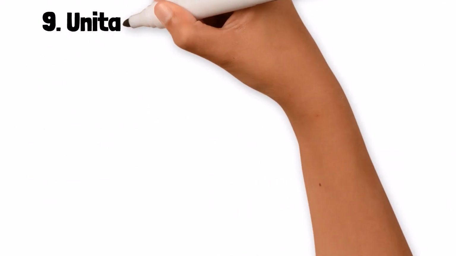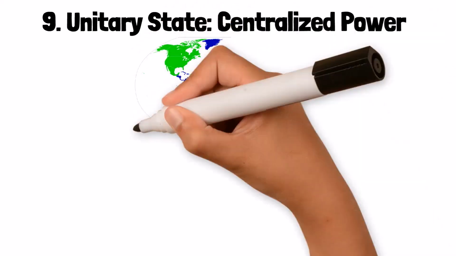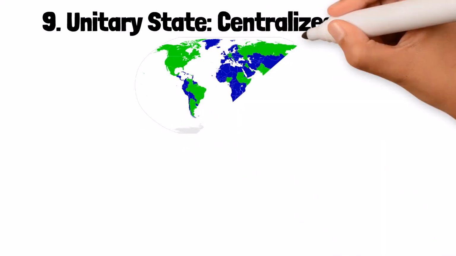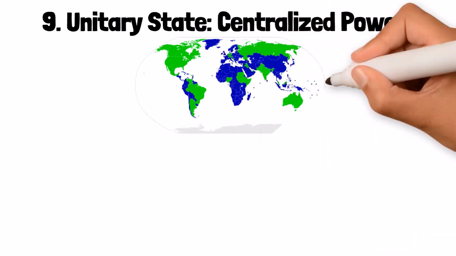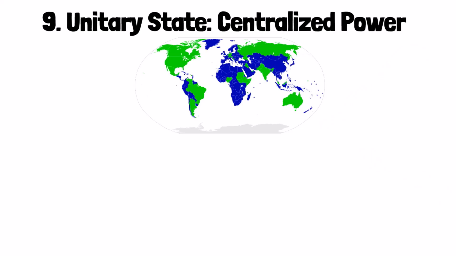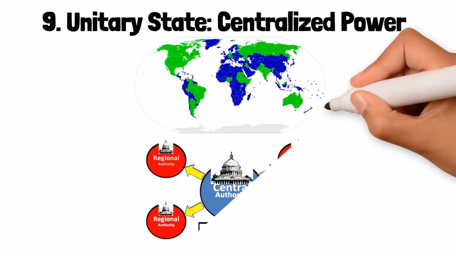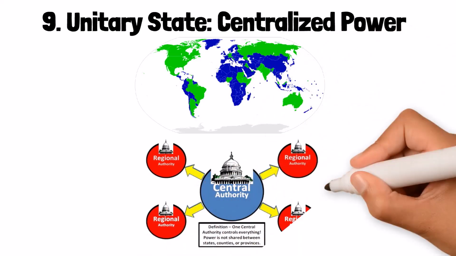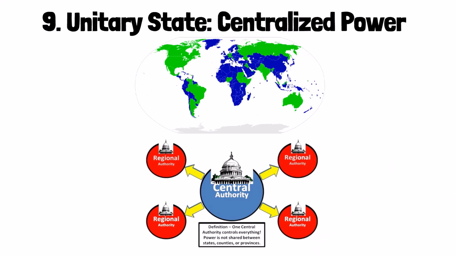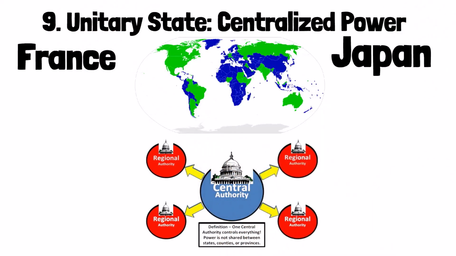9. Unitary state, centralized power. A unitary state is a system of government where most or all of the power is concentrated in a central government, with little to no authority delegated to regional or local governments. In a unitary state, the central government makes decisions for the entire country, and any regional governments operate primarily as administrative arms of the central government. Examples include France and Japan.